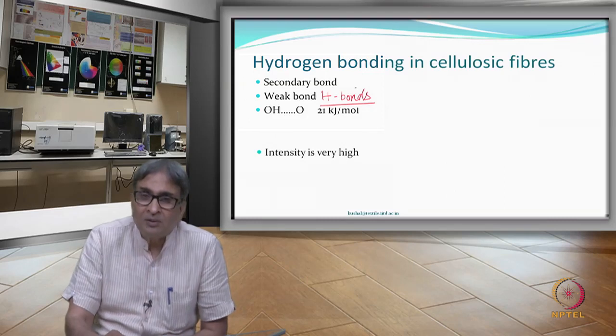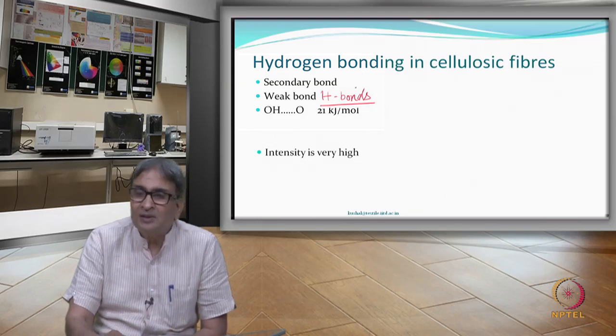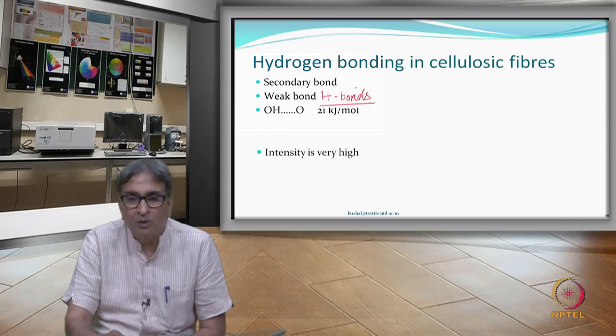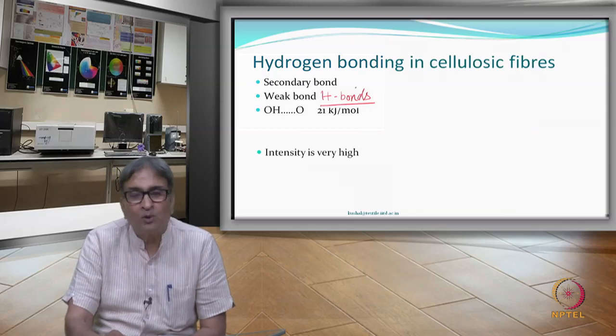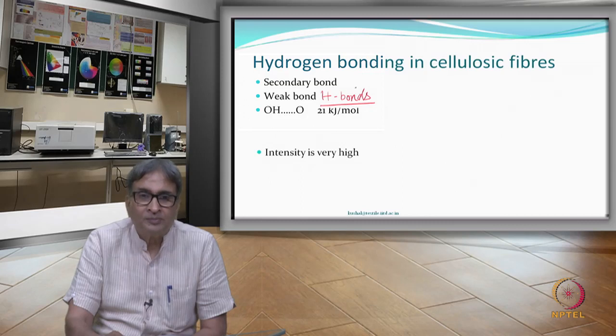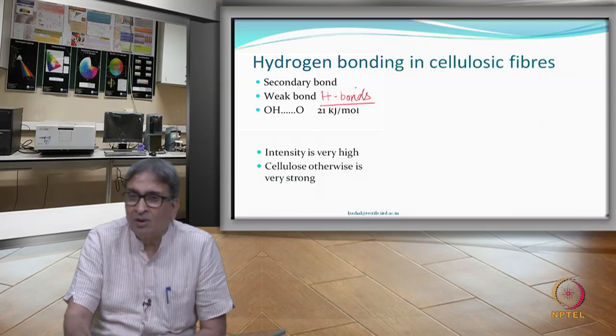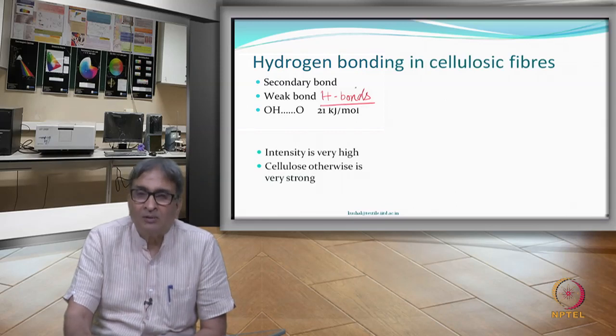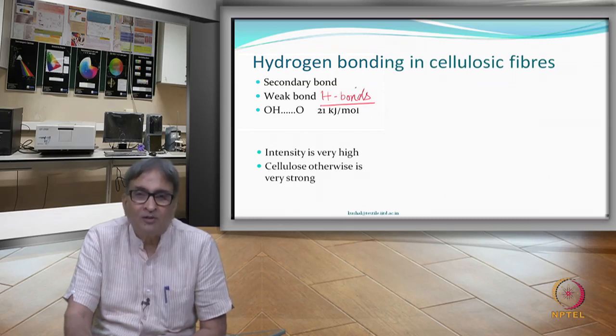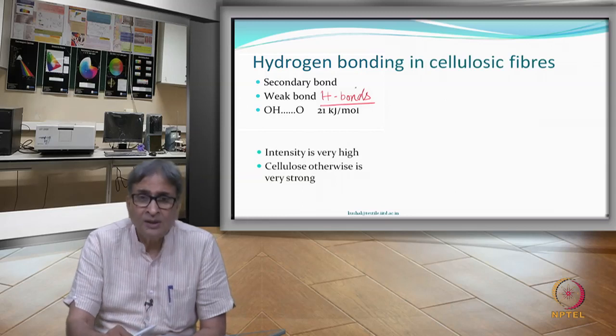But in the cotton cellulosic fibers, the intensity of these bonds is very high. There are so many hydroxyl groups and so much possibility of making so many such bonds. That is the reason why cellulose by itself is quite strong. The cotton fiber is pretty strong; although they are weak bonds, they are intensely available to share the load, and so the strength and so on are pretty high. However, in the case of bending, things can happen differently.